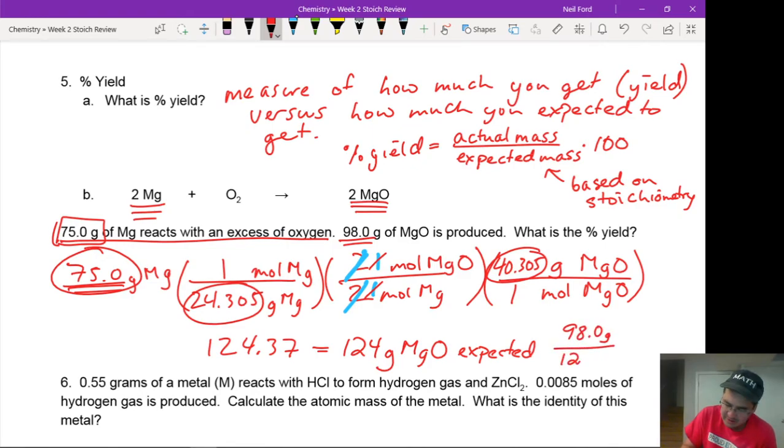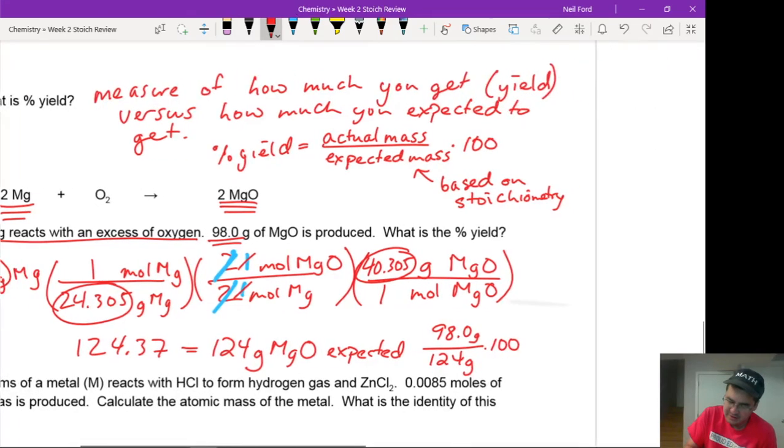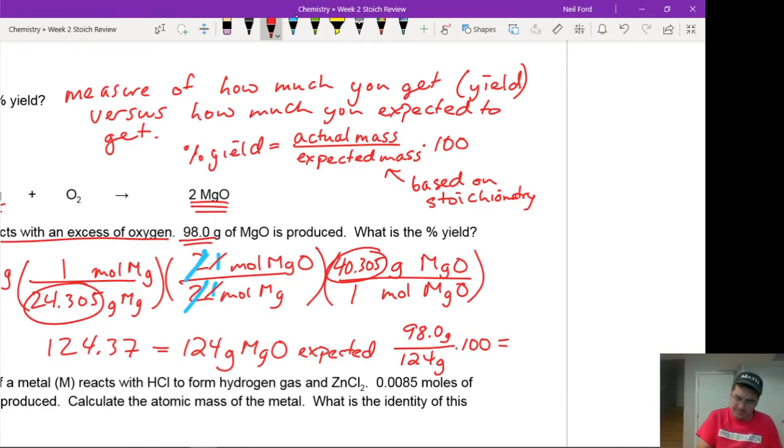And then to get percent yield, I produced in the lab 98 grams, but I expected to get 124 grams. So my percent yield, 98 divided by 124 times 100 is 79.0%. Okay, so I've got that.